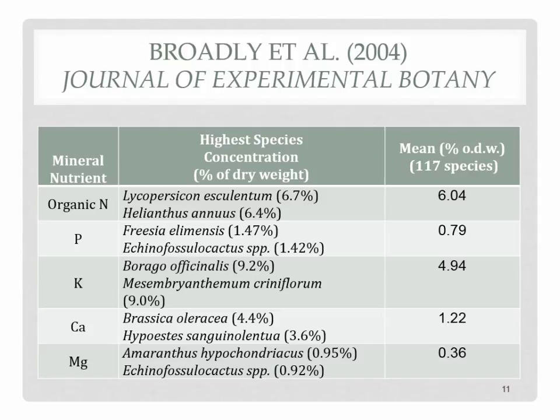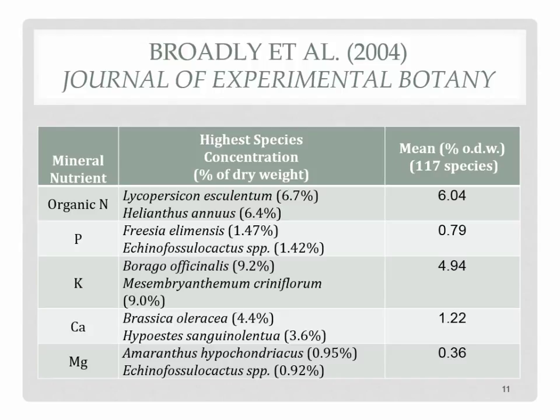Just a little bit of quick summary of the work. There's certainly a lot more data in the article. Here would be the mean for these different nutrients. I could not find actually a standard deviation, but here's a mean of some of these key nutrients. And then I just list here some highest species concentrations.